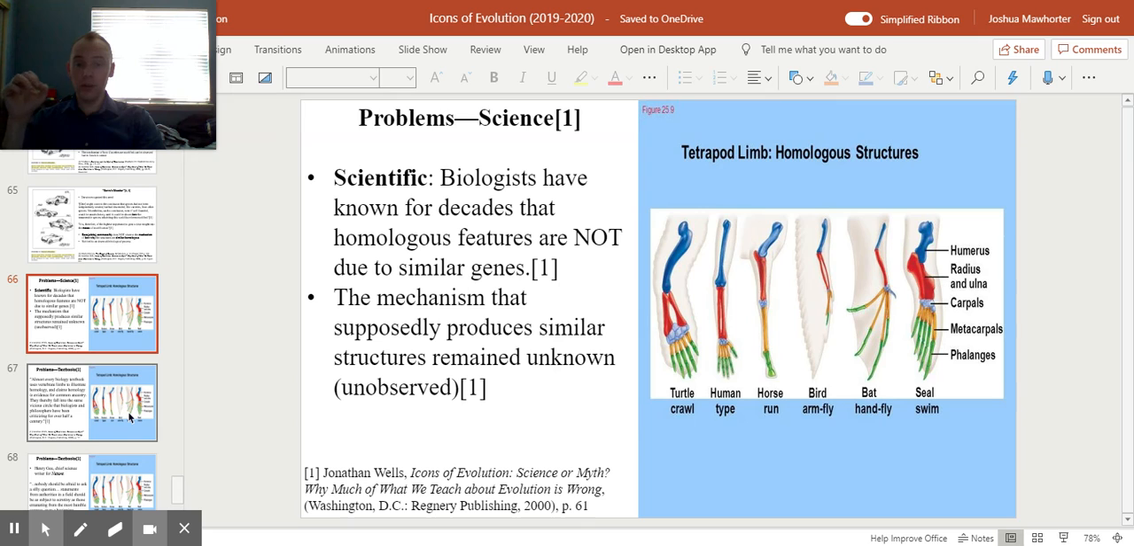Biologists have known for decades that homologous structures are not due to similar genes. It's not because the bat and the human and the horse have similar genes and genetic codes that produce these things. We actually don't know to date, as far as I understand, why these structures are homologous in such different creatures with different genetic codes, different DNA. The mechanism that supposedly produces similar structures remains unknown and unobserved.